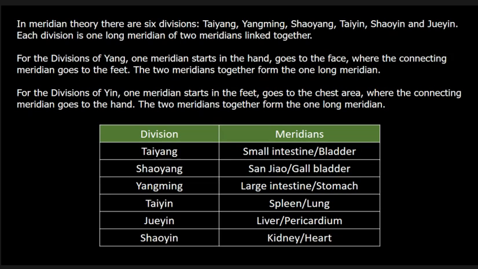For the divisions of Yin, one meridian starts in the feet, goes to the chest area, where the connecting meridian goes to the hand. The 2 meridians together form the one long meridian. Down below here you can see the divisions and the meridians that are associated with each division.